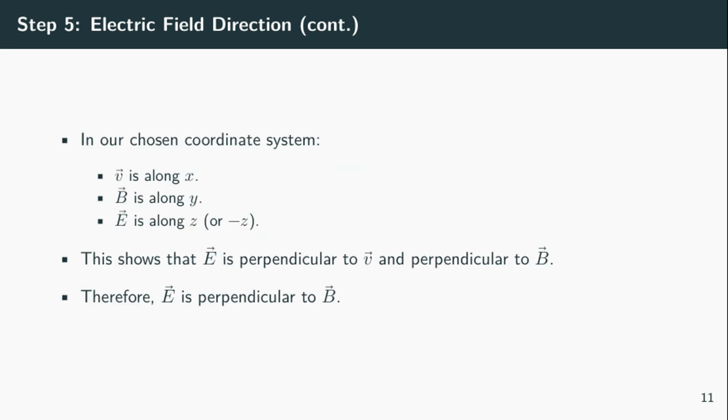Let's summarize the directions in our chosen coordinate system for step 5. We assumed vector v is along the x-axis, vector B is along the y-axis, and we found that vector E must be along the negative z-axis, but parallel to the z-axis. Looking at these directions, vector E is clearly perpendicular to vector v, and crucially vector E is perpendicular to vector B. Therefore, we can conclude that the electric field vector E must be perpendicular to the magnetic field vector B.